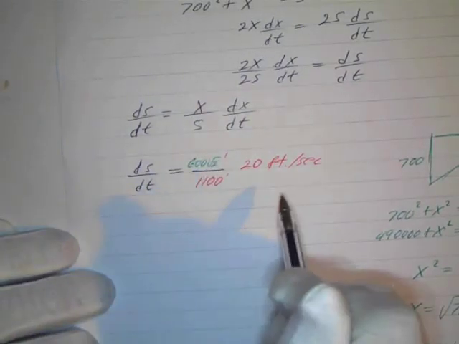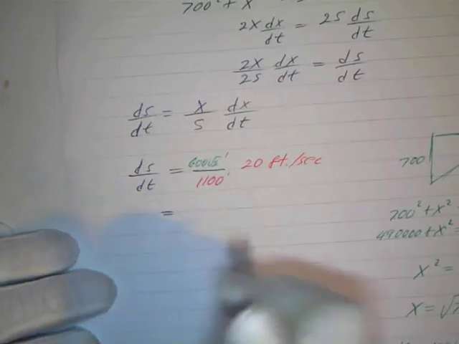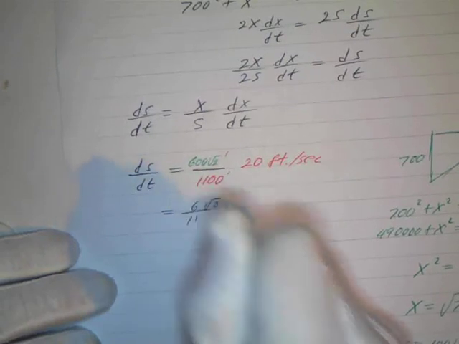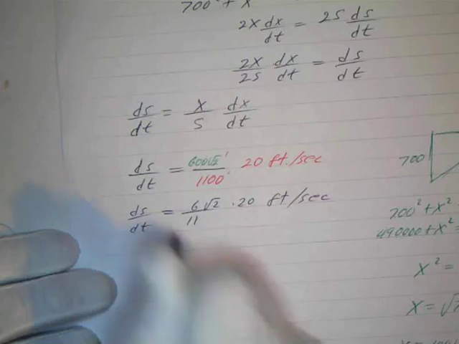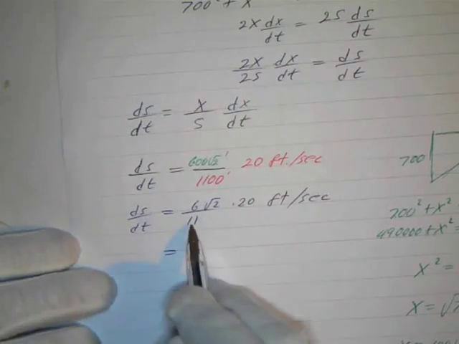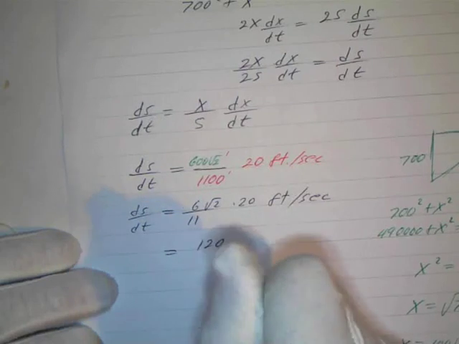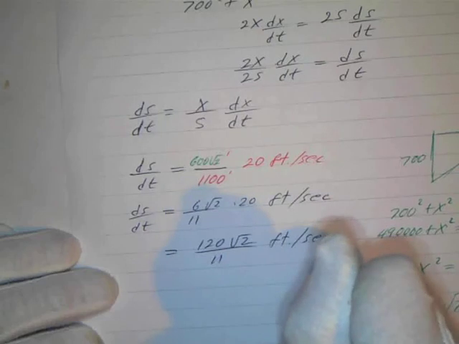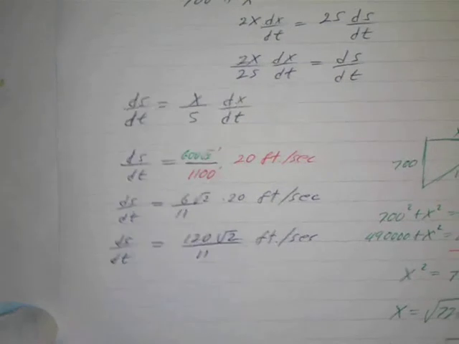And I can get rid of some of these zeros. Gosh, I got all kinds of things to cancel here. So that equals 6 over 11 square root of 2 times 20 feet per second. And nothing to cancel there, so I'm just going to say 120 times the square root of 2 over 11, feet per second. And that's my ds/dt. You can leave it in radical form. Okay? So there you go.